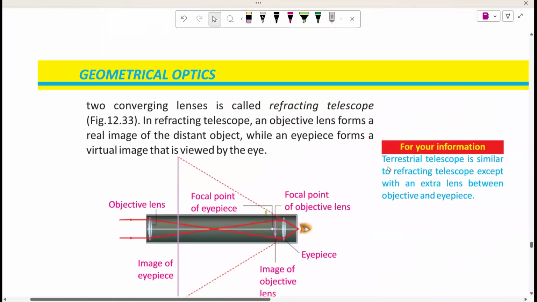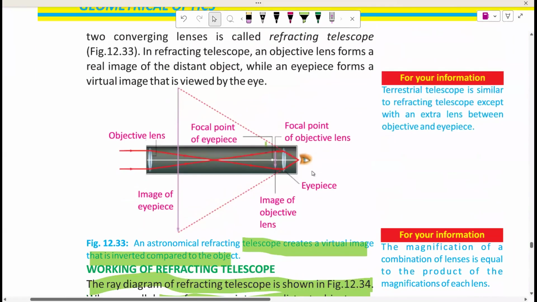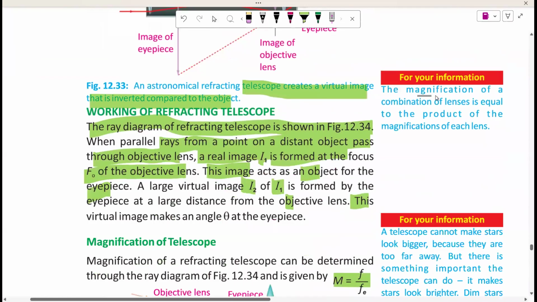टेरेस्ट्रियल versus रिफ्रैक्टिंग टेलीस्कोप में क्या difference है? Terrestrial telescope के अंदर we have an extra lens between the objective and eyepiece, for the MCQ thing. And the magnification of a telescope, a combination of lenses, is equal to the product of the magnification of each lens.